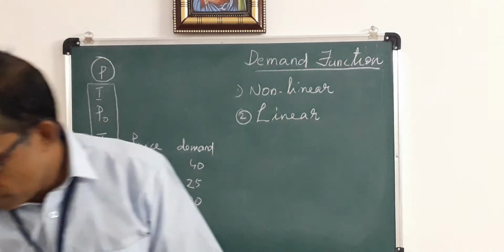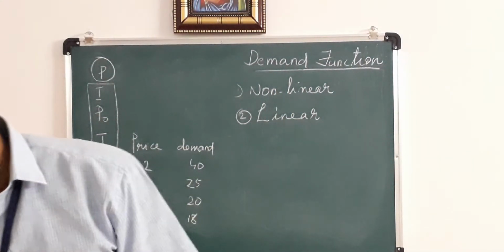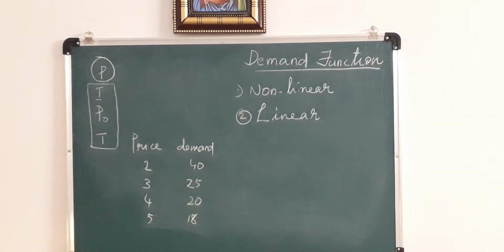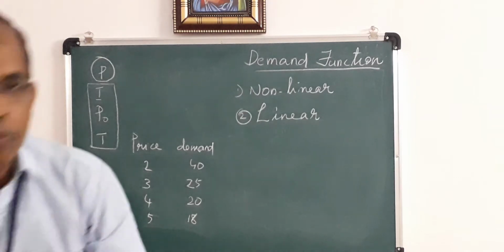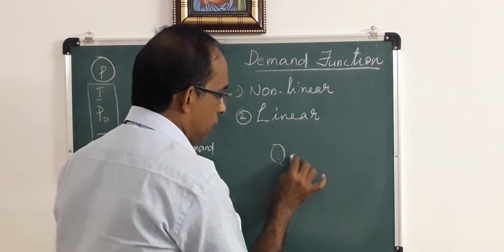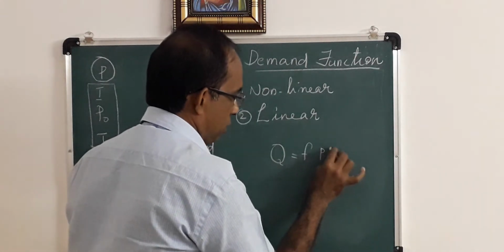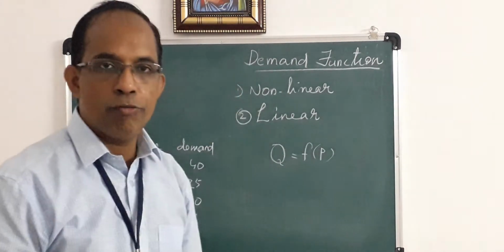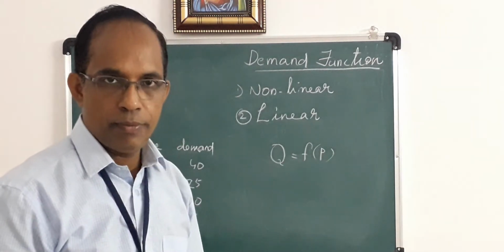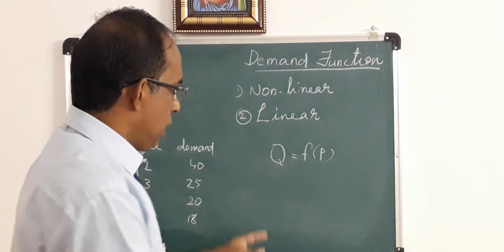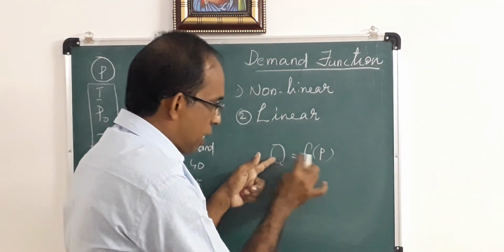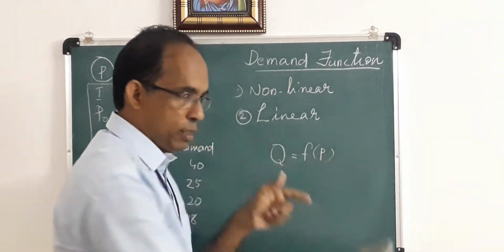And this demand function can be written as Q is a function of price. This is the general form of demand function. Because here there are two variables, Q is demand and P is price.